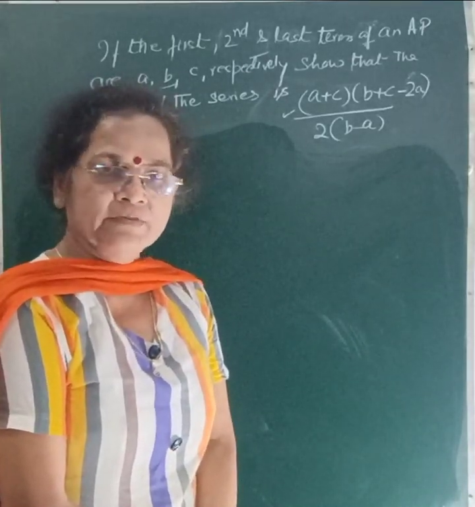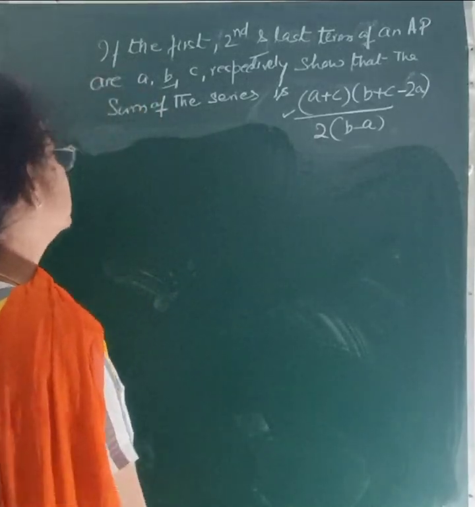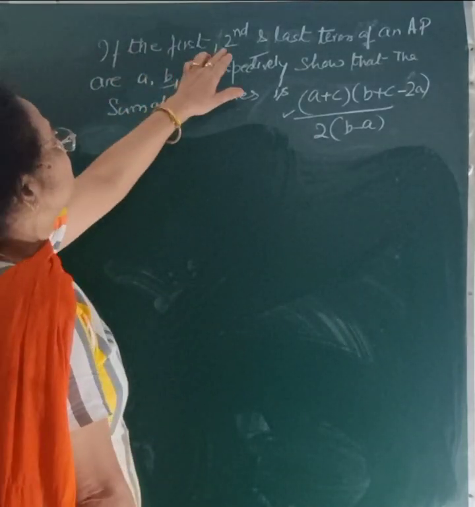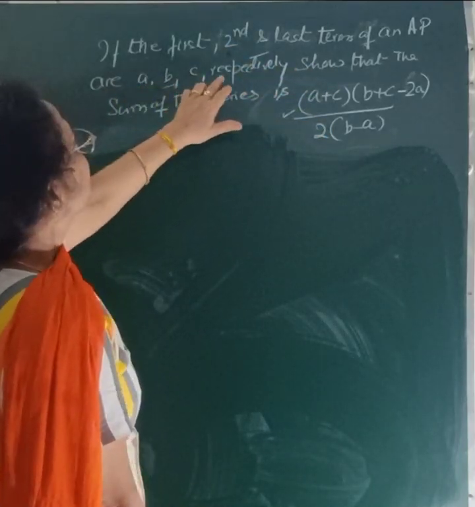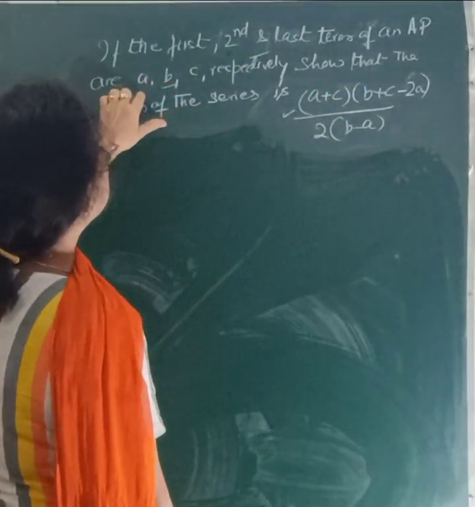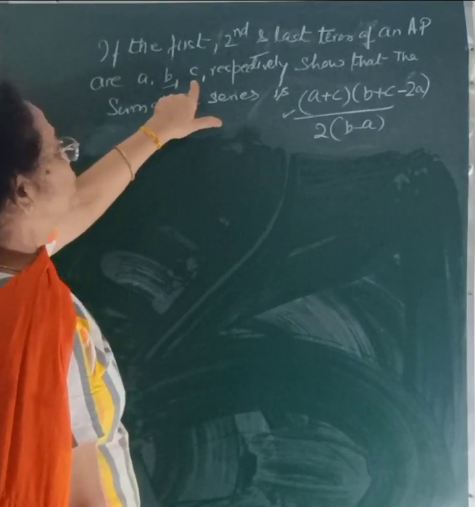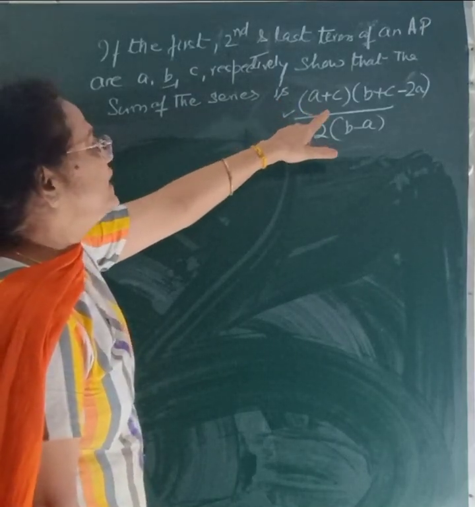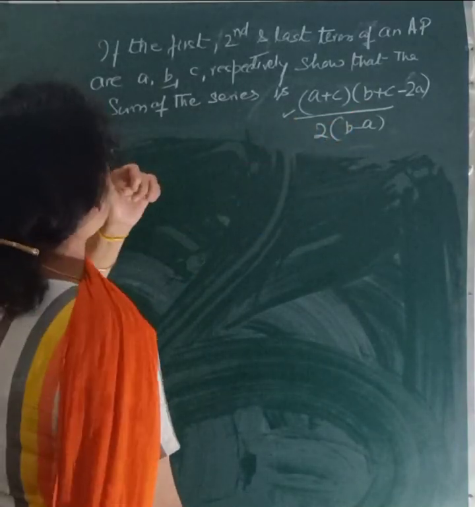Whatever the type of the board is, whether it is CBSE, NCERT, or UP board, this question is very important, only for class 11. If the first, second, and last terms of an AP are a, b, c respectively, the three terms given to us, where the first term is a, the second term is b, and the last term is c, show that the sum of the series is (a + c)(b + c - 2a) upon 2(b - a).